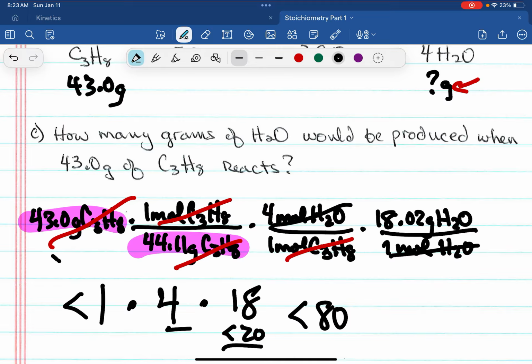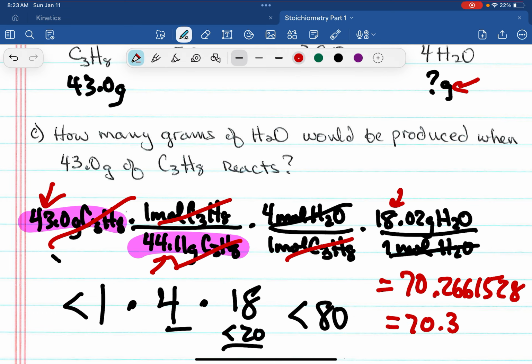How much is it? Well, what I actually got when I punched it in the calculator, 70.26, 61528, which is a little bit less than 80. Again, I started with 3 sig figs, there's 4, and there's 4, but I'm going to end with 3, so 70.3 grams H2O is my best answer.